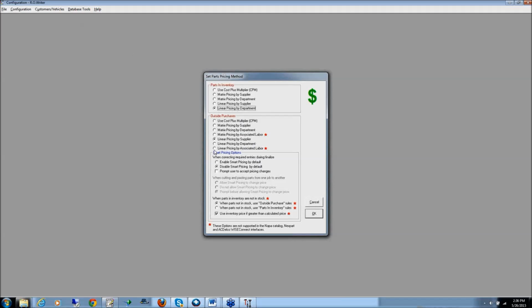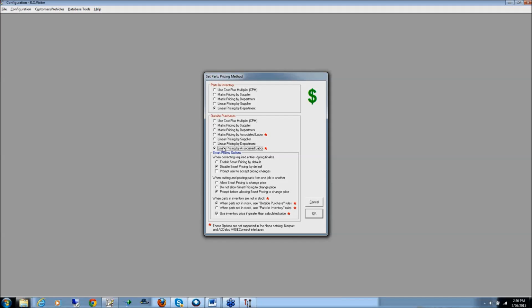I'm going to go back and change my pricing method for outside purchases to what's called linear pricing by associated labor. Notice there's an asterisk or a star to the right of each of those options, and that's because it says that this option essentially doesn't work as we're utilizing catalogs other than SmartyCat. This is designed to use SmartyCat or the Add Part icon.